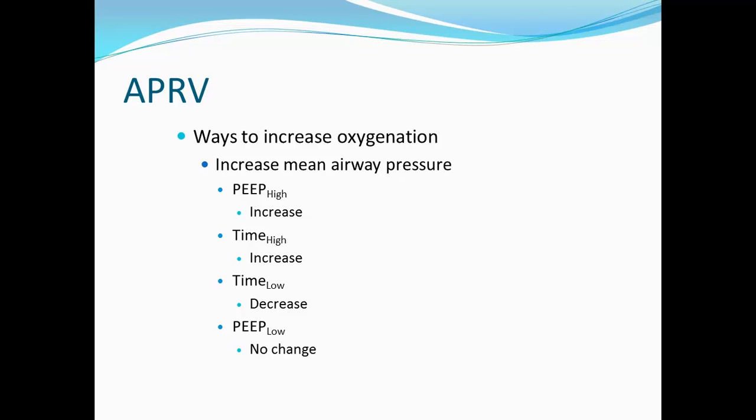To increase oxygenation with APRV, we usually try to increase the mean airway pressure. We can do that by increasing P high or by increasing T high, possibly by decreasing T low, and we're probably not going to change the P low.